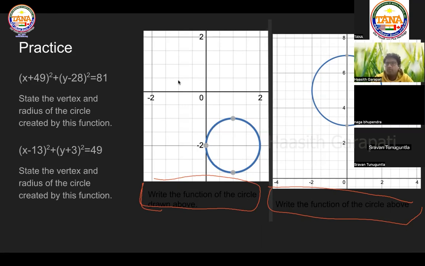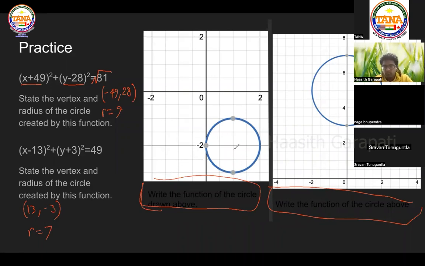All right, everybody, 4 minutes are up, so let's come back and check out these questions. So the first ones are actually relatively simple. The vertex, like I said, you just set these two equations equal to 0, and then you take the values that you get for x and y, and that's your vertex. So the vertex is going to be negative 49, comma 28, and then the radius is equal to the square root of that value you see on the end. That's just going to be 9. For this one over here, it's going to be 13, comma negative 3, and then square root of 49 is equal to 7.